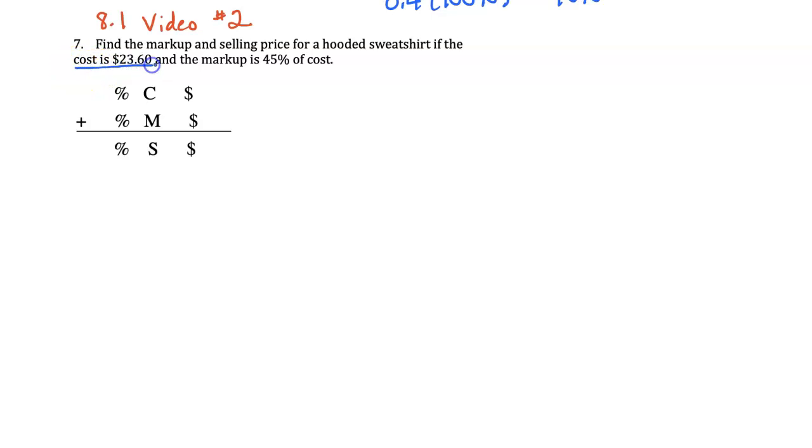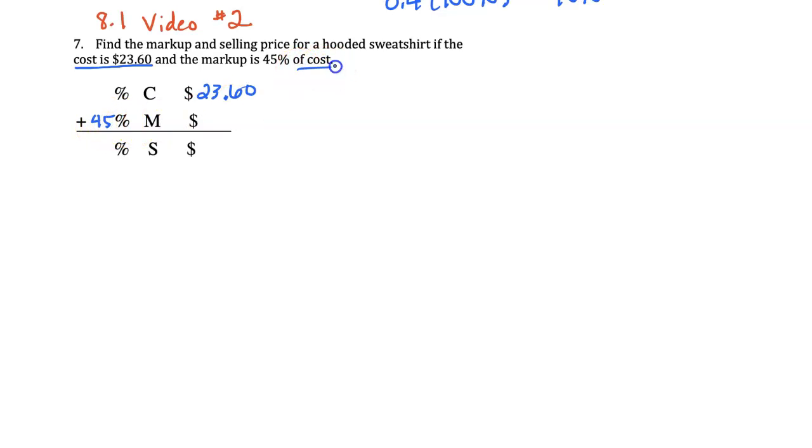Cost is $23.60. Over here where the dollar signs are, I'll put $23.60 in the cost row. Markup is 45% of cost. That actually tells me two things. That tells me here in the markup row, I put 45% in the percentage section.